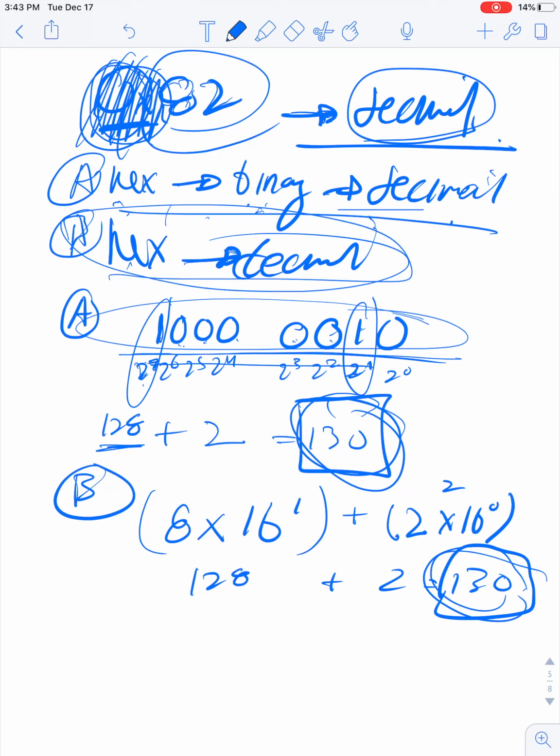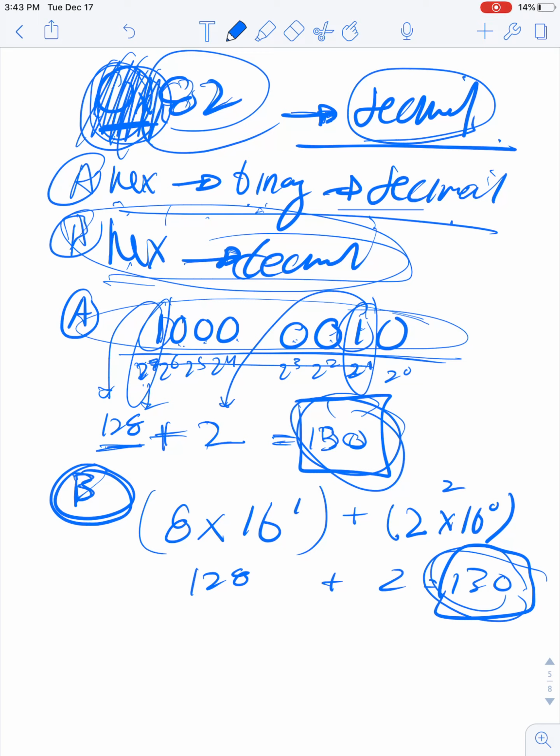Don't need to worry about that at all until I hit here, 2 to the 1. And 2 to the 1 is 2. So I have these two numbers. This one corresponds to here. This one corresponds to that. So 128 plus 2 equals 130.